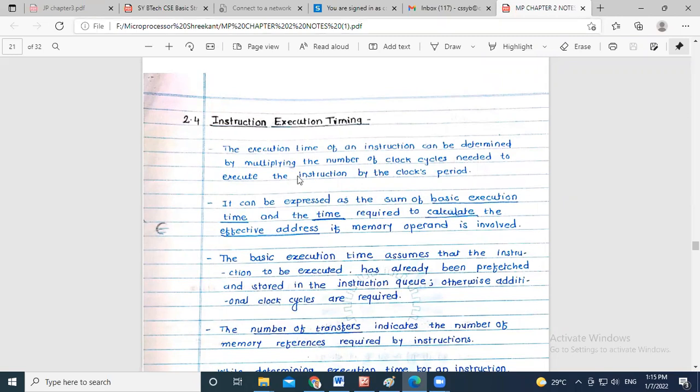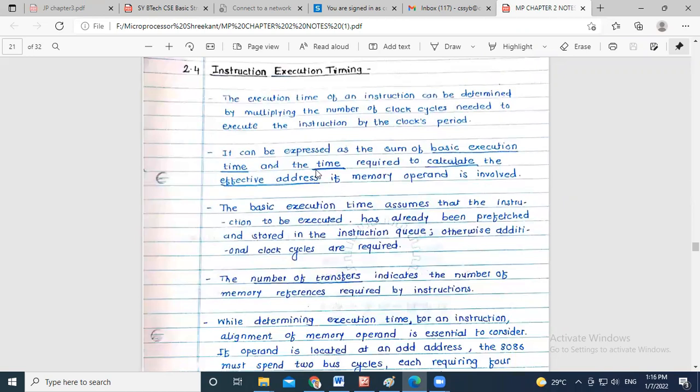Here in instruction execution, I have to mention that for the basic execution time, we assume the instruction to be executed has already been fetched and is stored in the instruction queue; otherwise additional clock cycles are also required for the execution. Why is the clock cycle needed? As we already studied, in the 8085 and 8086 the clock frequency is built in, and there is no external clock we are going to use here. So it is necessary to know the execution of instructions.